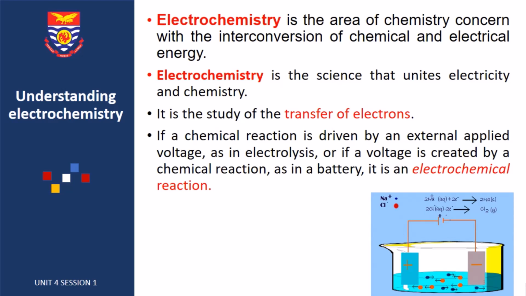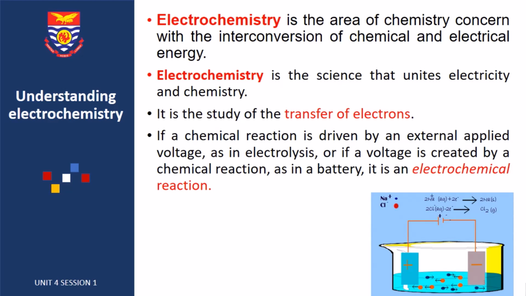When we talk about electrochemistry, it is the area of chemistry concerned with the interconversion of chemical and electrical energy. It is a science that unites electricity and chemistry together. So basically, we say that it is a study of the transfer of electrons. So if a chemical reaction is driven by an external applied voltage, as in electrolysis, or if a voltage is created by a chemical reaction as in a battery, it is an electrochemical cell.